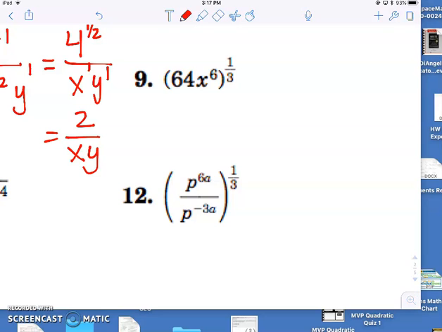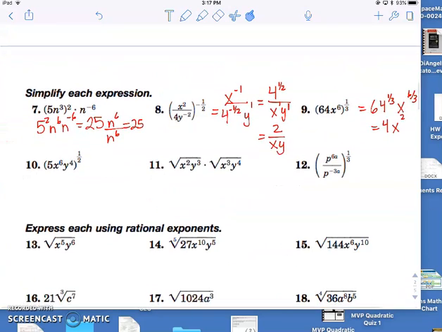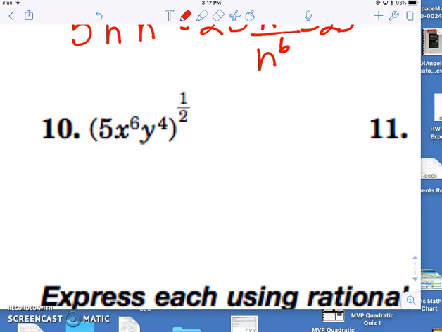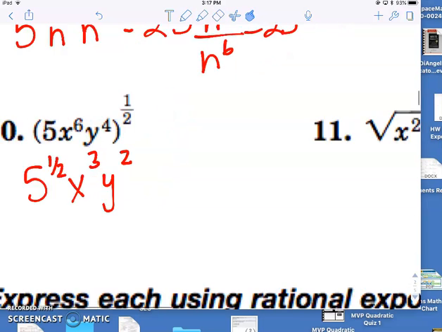Number 9, if we distribute 64 to the 1/3, x to the 6/3, so 64 to the 1/3, 4x squared. Number 10, if we distribute 5 to the half, half of 6 is 3, half of 4 is 2. And since you can't take the square root of 5, we can leave it just like that.